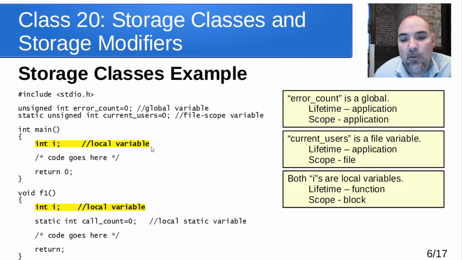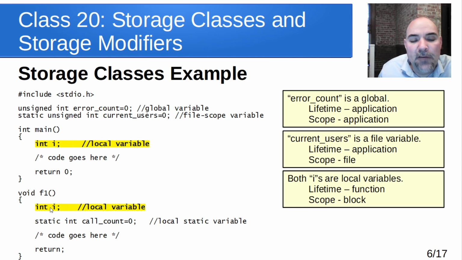Okay, now we have some local variables. We have two variables I. These are different even though they have the same name. This is the I variable inside of main. This is the I variable inside of this function f1. Those are both locals. They both have a function lifetime, meaning when this function returns, the variable goes away. When this function f1 returns, that variable goes away. It only holds a value while that function is running.